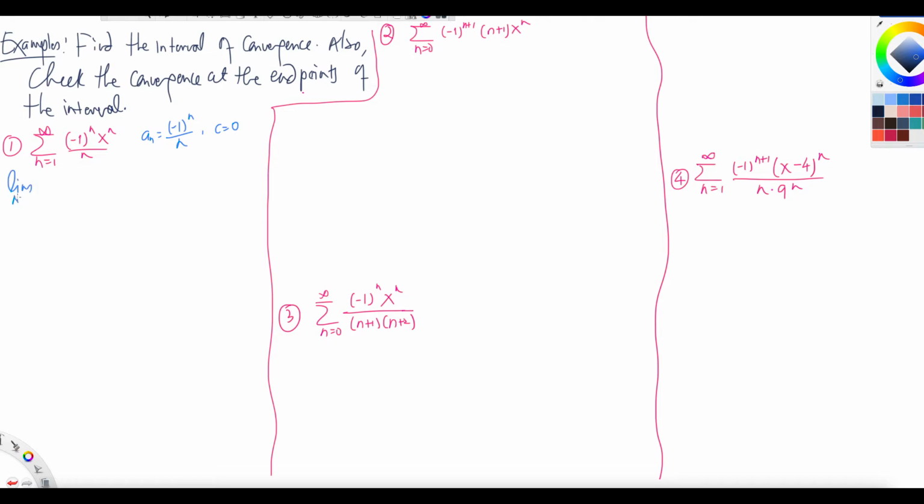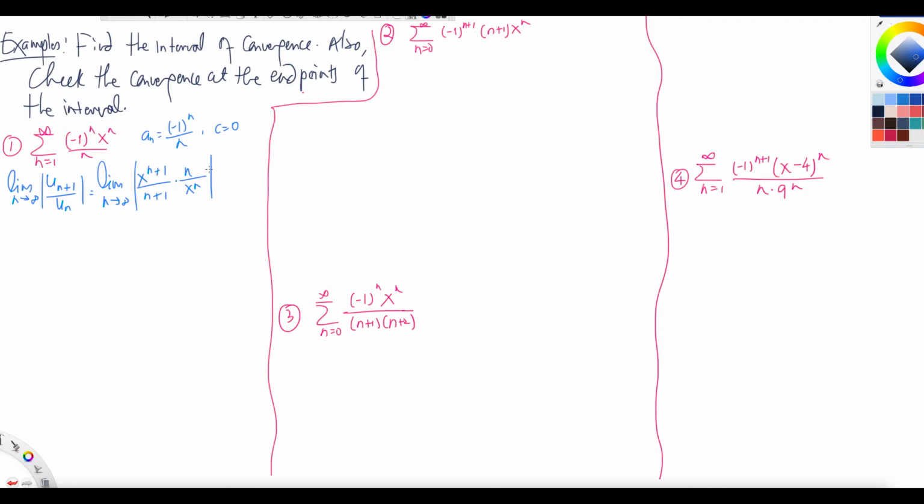Limit as n tends to infinity of u_(n+1) divided by u_n. Why did I write u_n? Because a_n is that thing, so the whole thing I'm assuming as u_n, right? What do you do here then? Limit as n tends to infinity. The absolute value will get rid of that (-1)^n. So you can write x^(n+1) over n+1, right? There is absolute value there. Divided by u_n, that will make it n over x^n. You see that? This is what you get.